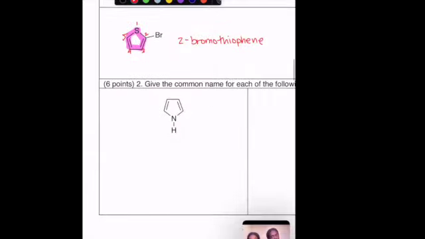So now let's go on. We're going to continue practicing this type of naming, the IUPAC and the common name. Already. So what is this? 3, 2, 1. Pyrrole. You can pronounce it whichever way you'd like. Spell it right. It's not one R, it's two.